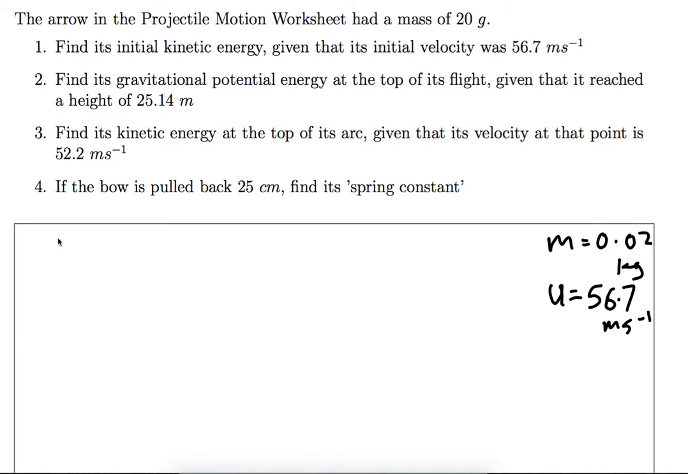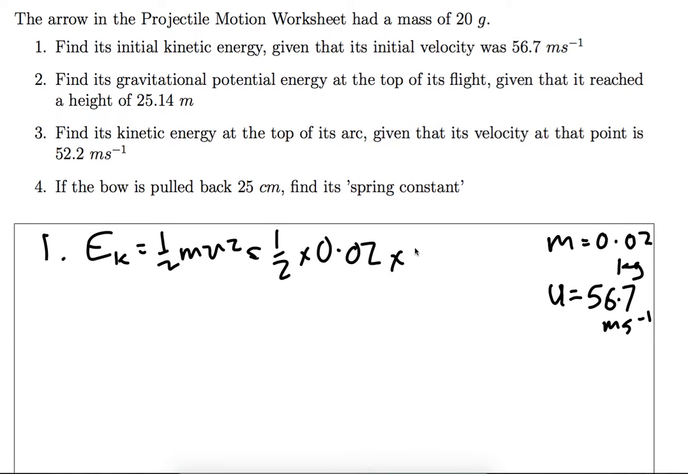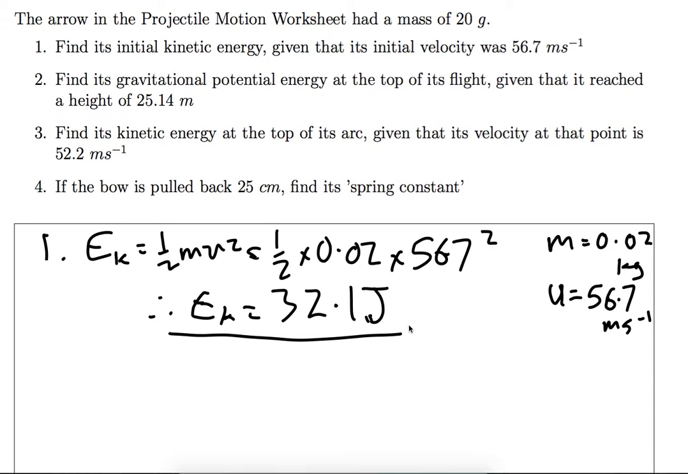So for part one, to find its kinetic energy, we know EK equals a half mv squared equals a half times 0.02 times 56.7 squared equals 32.1 joules. That's the kinetic energy that it has when it leaves the bow. So that's the energy that we're starting with.